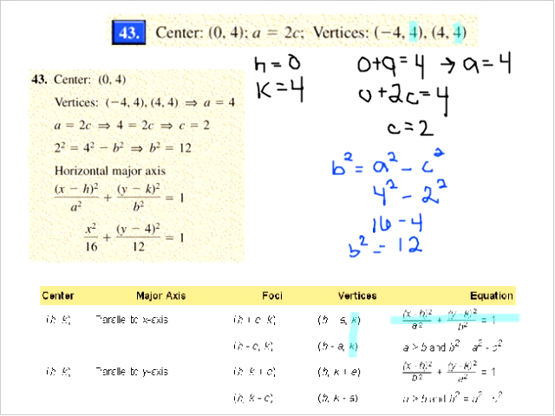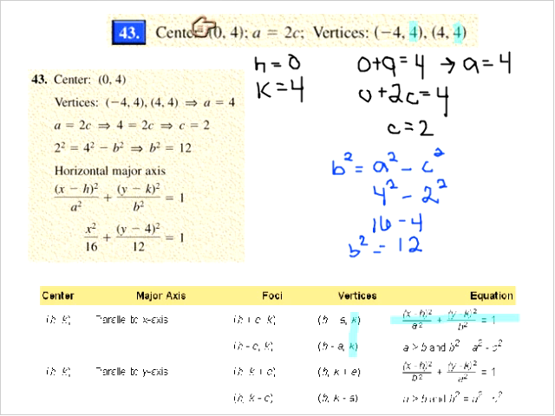The last one I'll go over today, we know the center is at 0, 4, and I know a equals 2c with vertices of negative 4, 4, and 4, 4. Now in my vertices, I notice that the y values are the same. So to see what equation I'm going to use, I look for where the y coordinates are the same, which is here, parallel to the x-axis. From here I can say, well, h plus a must be the larger of the two vertices. So that's a positive 4. So h plus a equals positive 4.